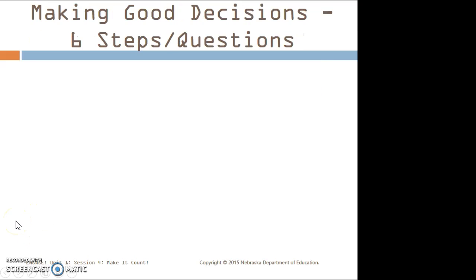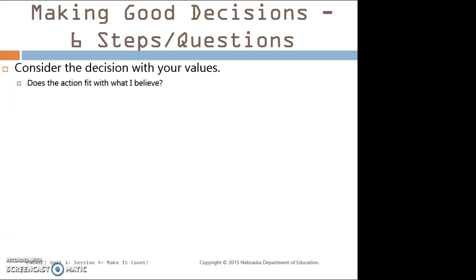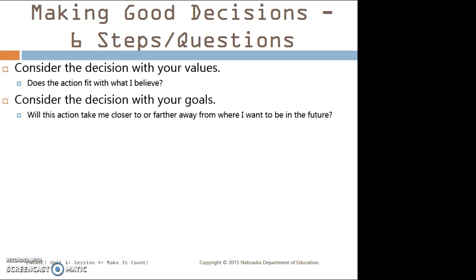We're going to review the 6 steps of decision making really quickly. It's going to have the step and a good question to ask yourself while you're doing this step. Consider the decision with your values. You ask yourself, does the action fit with what I believe? Consider the decision with your goals. Will this action take me closer to or further away from where I want to be in the future?